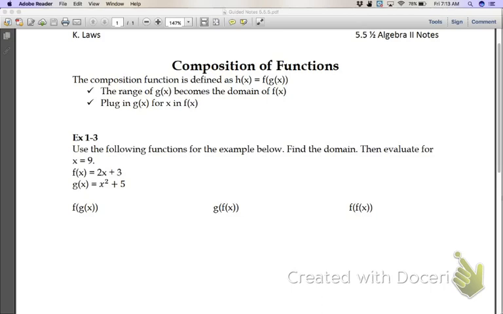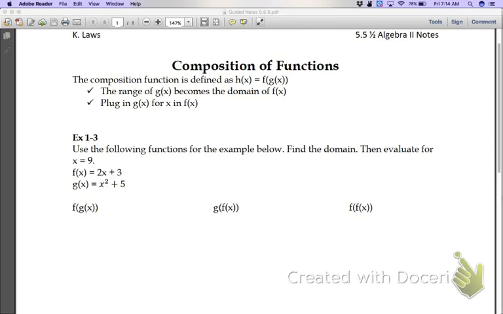So, composition of functions. I just call this 5.5 and a half. Instead of calling it day 2, I call it 5.5 and a half because it's just something that we need to know, and it will definitely help you whenever you get to pre-calc. All a composition of a function is just a function of a function.